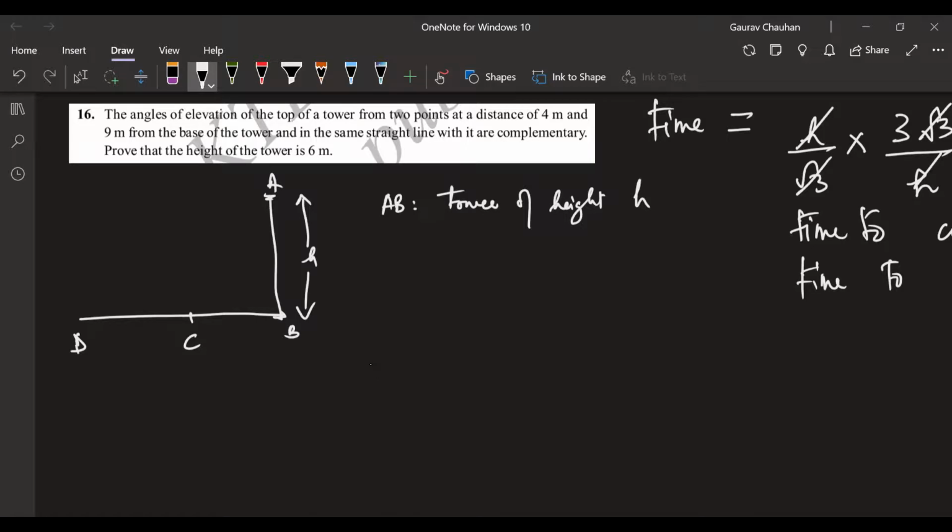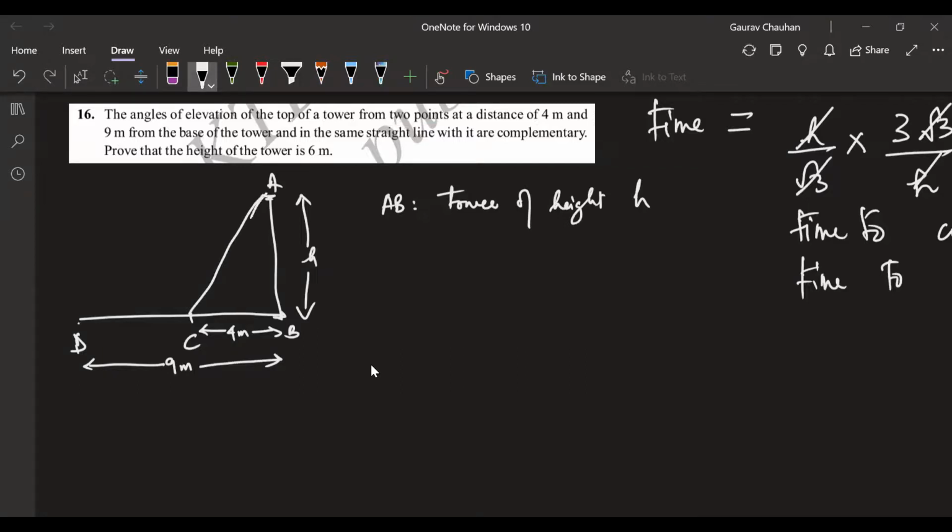The first point is at a distance of 4 meters. That's what's given. The second point is at a distance of 9 meters. How do I know this? 2 points at a distance of 4 meters and 9 meters from the base of the tower. This is the base of the tower. So that's how we know that these 2 points are at this distance. From both of these points, there is a line of sight to the top of the tower.